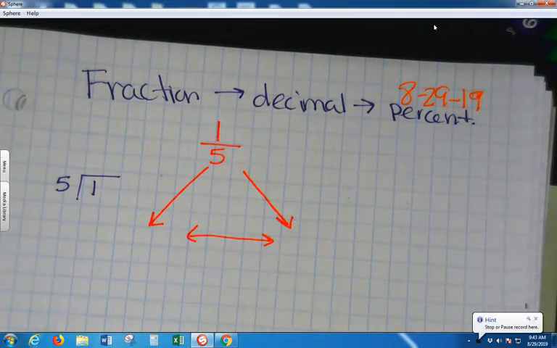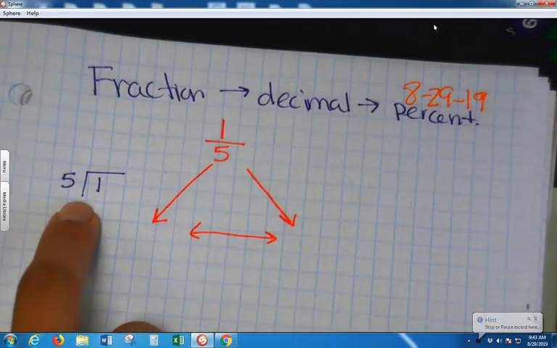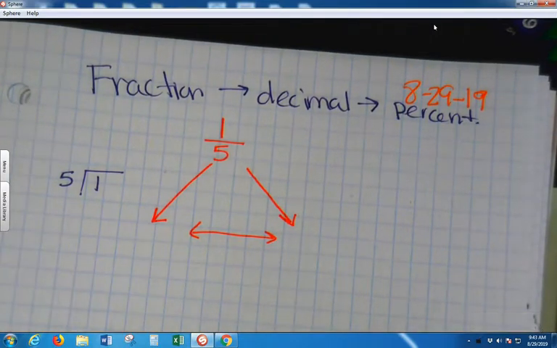Alright, so today's lesson: fraction, decimal, percent. So we have here a fraction of 1/5. I've already set it up. So who can tell me what would be my next step in this? Miguel, what's your next step?